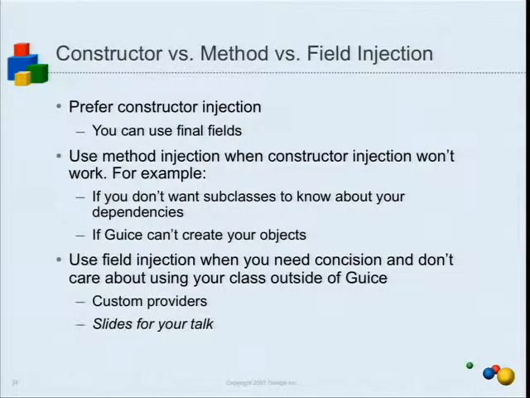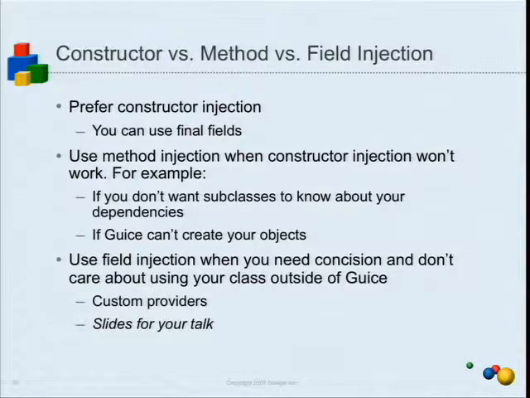But there's sometimes when constructor injection won't work, and that's when method injection is a good option. Sometimes I've run into cases where somebody extends my class, and I don't want them to have to worry about my dependencies. As you know, if you extend somebody's class, you have to call their constructor, right? Well, if I take my dependencies in the constructor, that means my subclass has to be responsible for passing me all those dependencies, right?